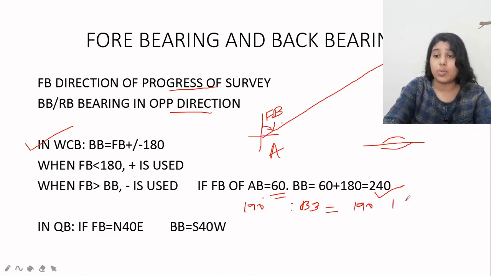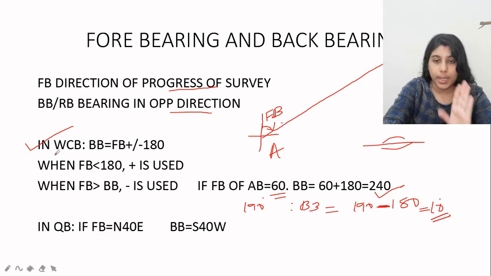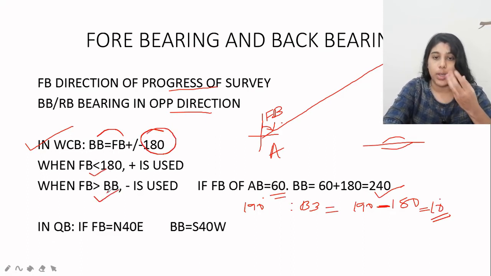So 190 minus 180 will be 10 degree. This is the way we have to find out back bearing and forebearing in whole circle bearing system. Every time in whole circle bearing system, the difference between back bearing and forebearing will be 180. How plus and minus come depends on this: less than 180 we have to add, greater than 180 we have to subtract. Whichever value is given in whole circle bearing, we directly add or subtract and we will get the answer directly.